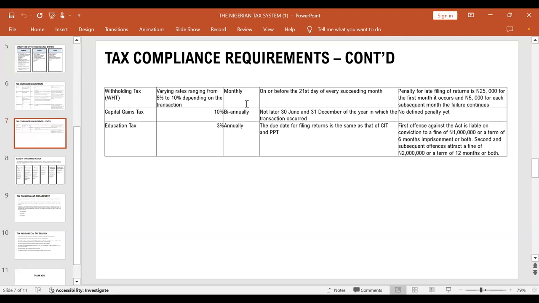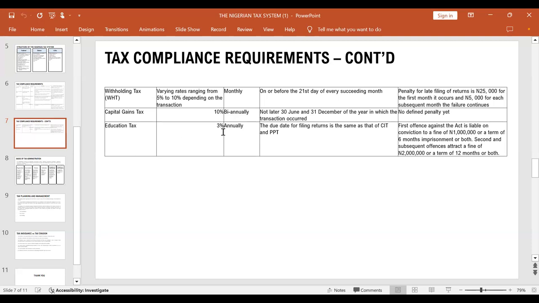Penalty for late filing is 25% in the first month it occurs, then 5% for subsequent months. So if you fail to remit your withholding tax, you pay 25% the next month, then subsequent months start paying 5%. Then we have capital gains tax, it's 10%, you pay it biannually.